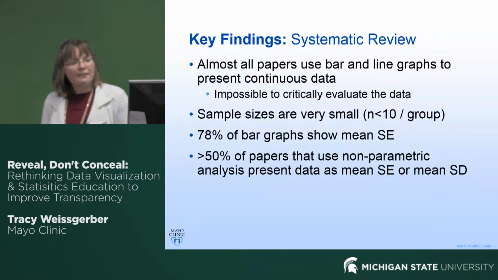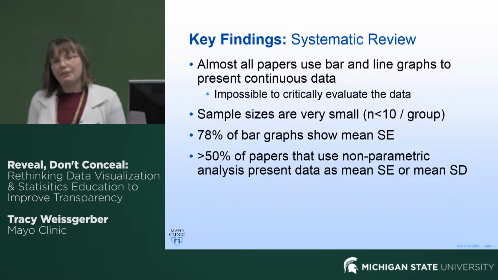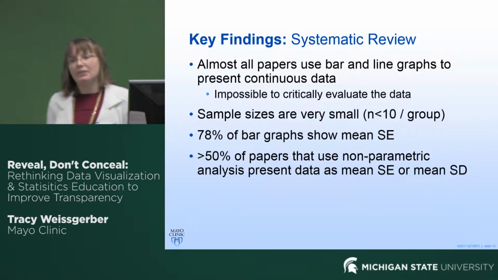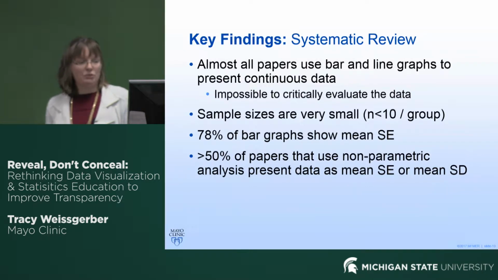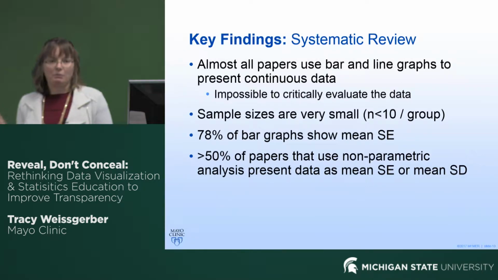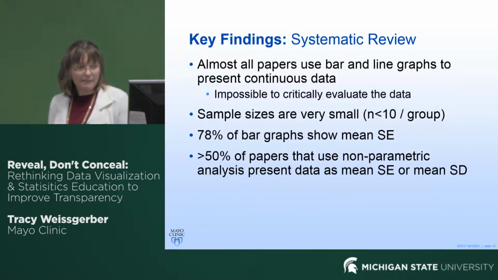We also found that the sample sizes were very small, and in most cases less than 10 per group. So when we looked at the minimum sample size for any group that was shown in a figure, in 75% of papers that sample size was 6 or less. When we looked at the maximum sample size for any group shown in a figure, in 75% of papers that was 15 independent observations or less. So these are very small data sets.